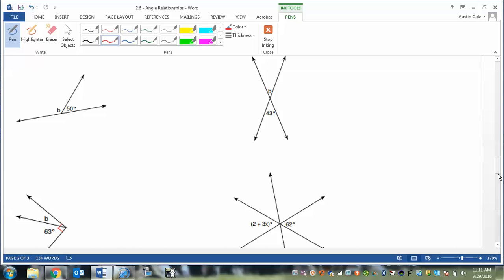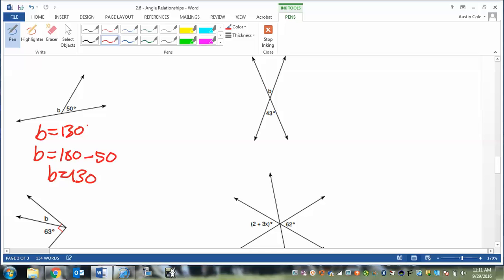Okay, team 1, what'd you guys get for B? 130. How'd you get it? 180 minus 50 equals 130. 180, we have a straight line, a linear pair, minus 50 equals the other part of the linear pair, B equals 130. Exactly right. Thank you guys.